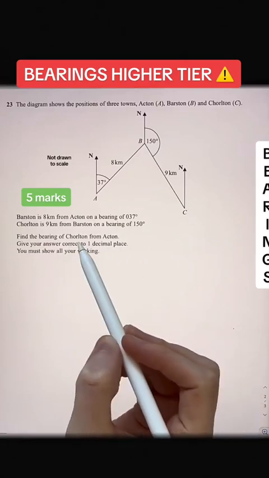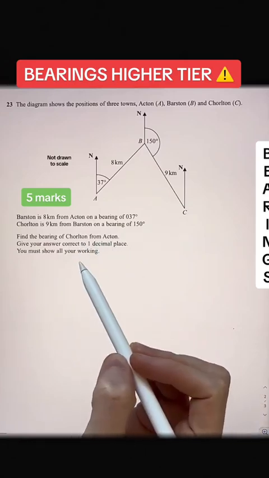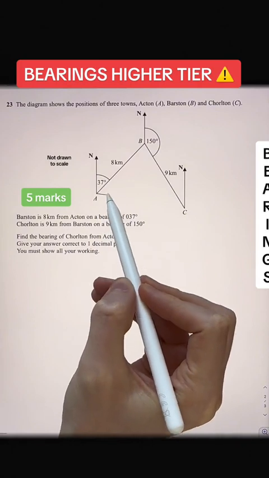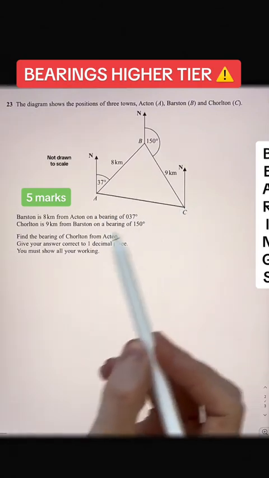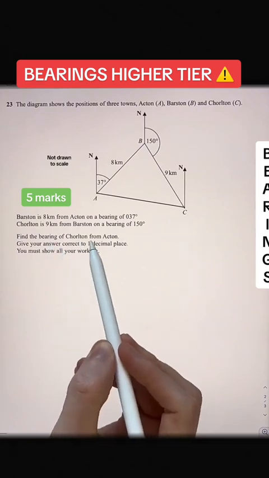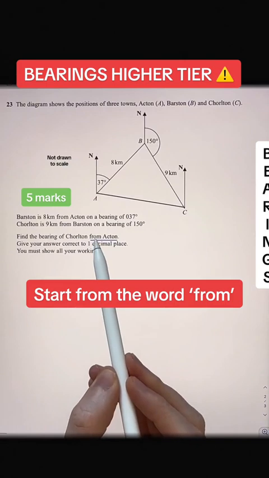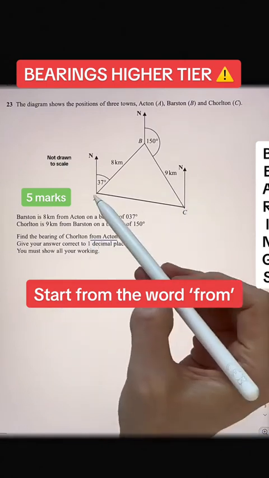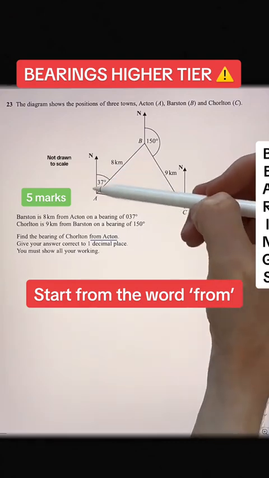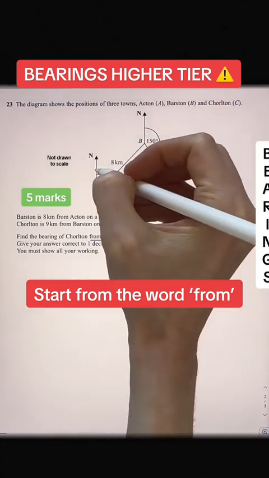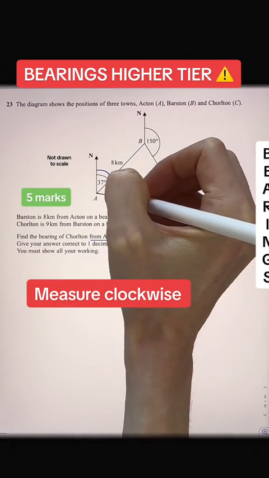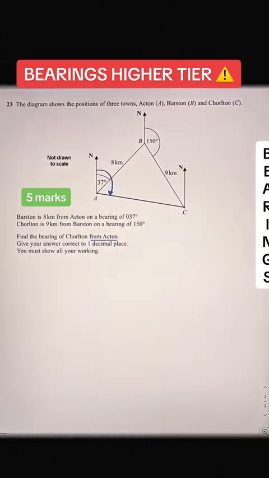I'm asked to find the bearing of Chorlton from Acton. Hence, my first step is to join the line connecting A to C. As I'm asked to find the bearing of Chorlton from Acton, with bearings, we always start from the word "from". So from Acton, i.e. from A, we always go up north. We always measure clockwise until we reach the bearing, in this case of our line C, Chorlton.